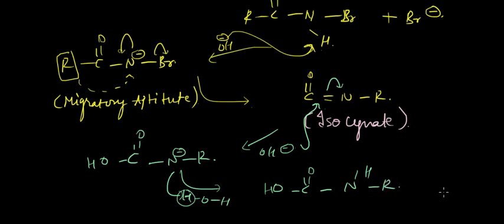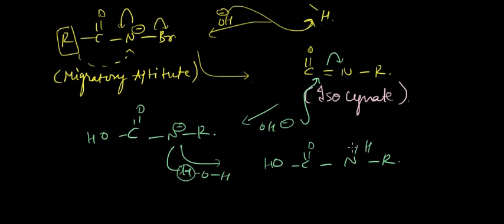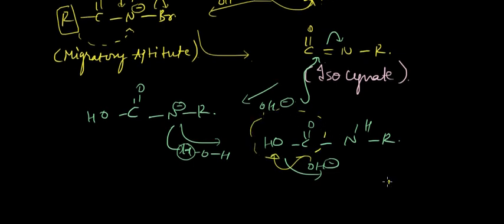Next, OH minus is again there in the reaction. So OH minus was there in the mixture. This OH minus will take away the H plus, let me show in a different color, this H plus from the acid group here. So we'll get a negative charge here and NHR is present here.